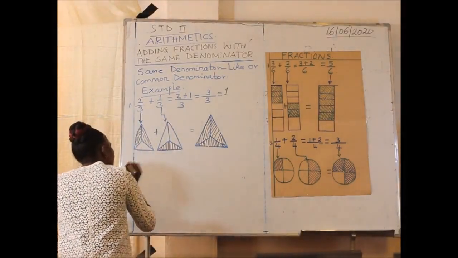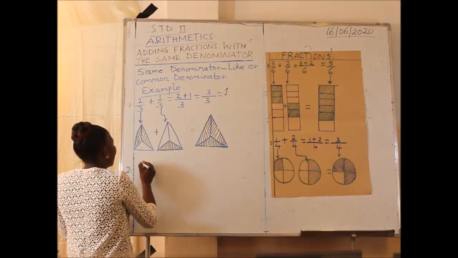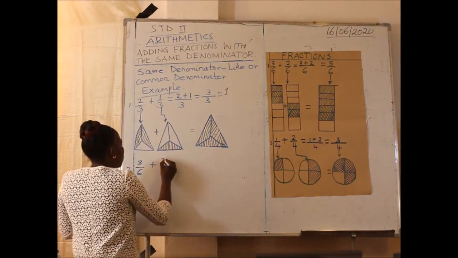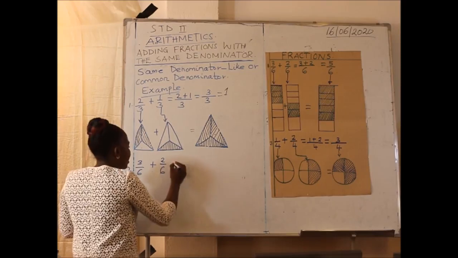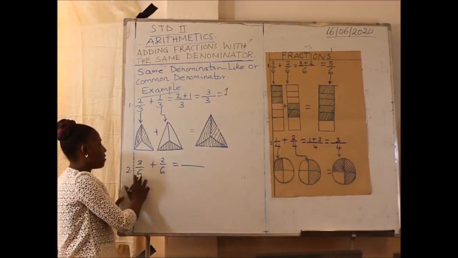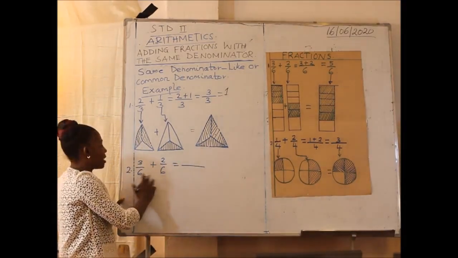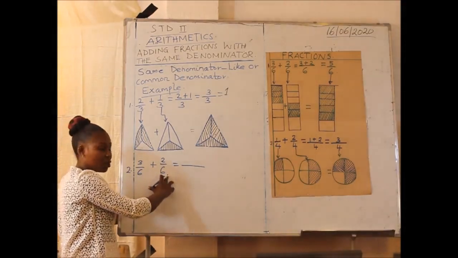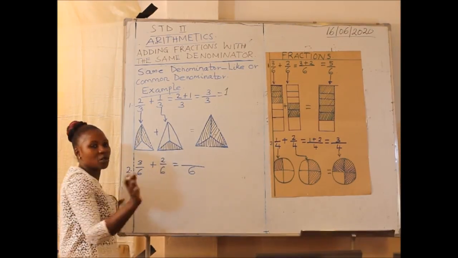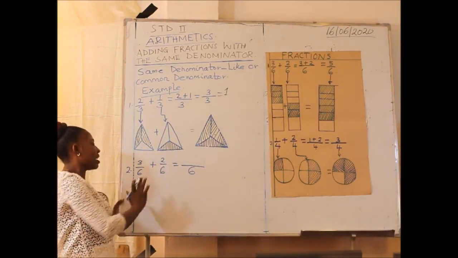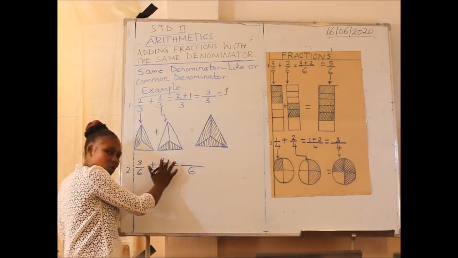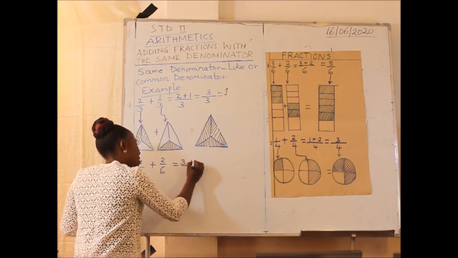Example number 2. Maybe you are given 3 out of 6 plus 2 out of 6, or 2 over 6, equals what? Remember that we have 6 as the total number of equal divided parts, and here the same. So we are dealing with a common denominator. So we have to write it as it is. No need for you to add, take it 6 plus 6. That is totally wrong. Thereafter, remember that I told you the top numbers are the numbers which we are supposed to deal with. So you have to take 3 plus what? Plus 2.